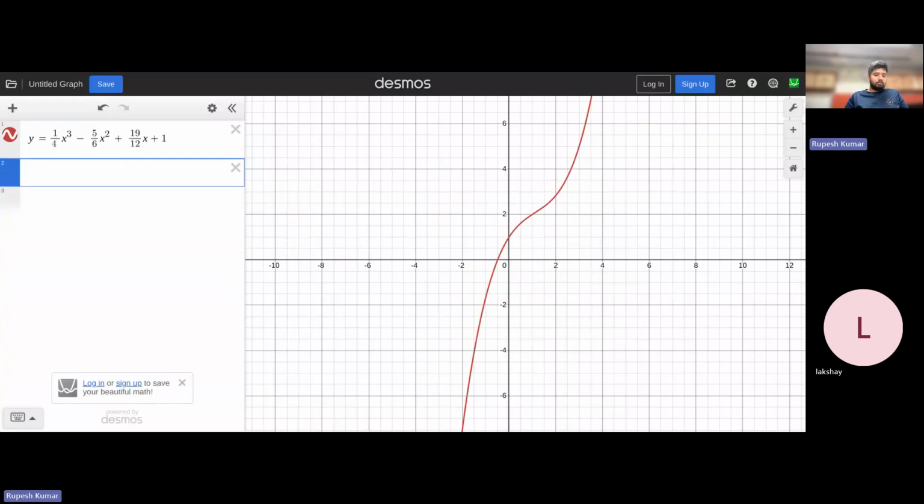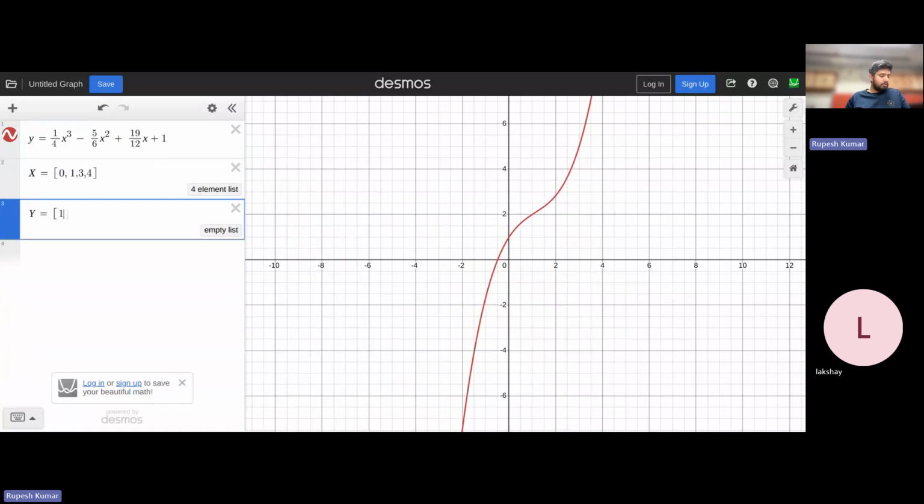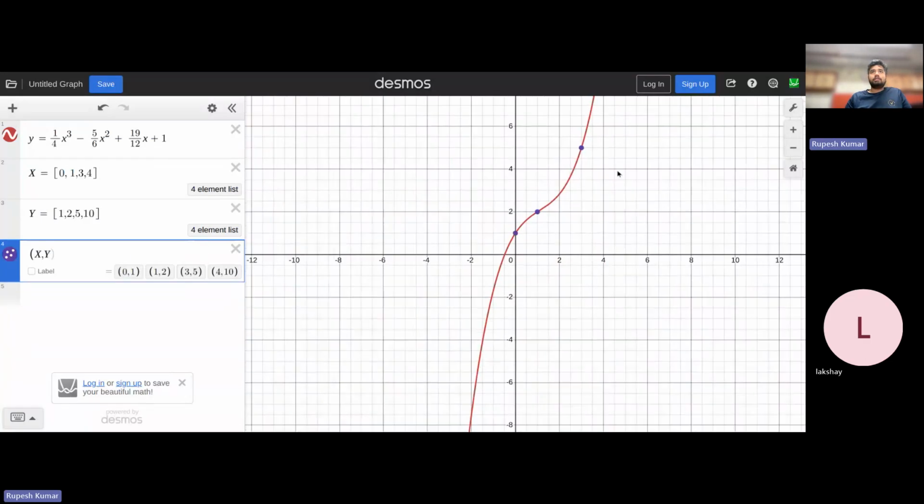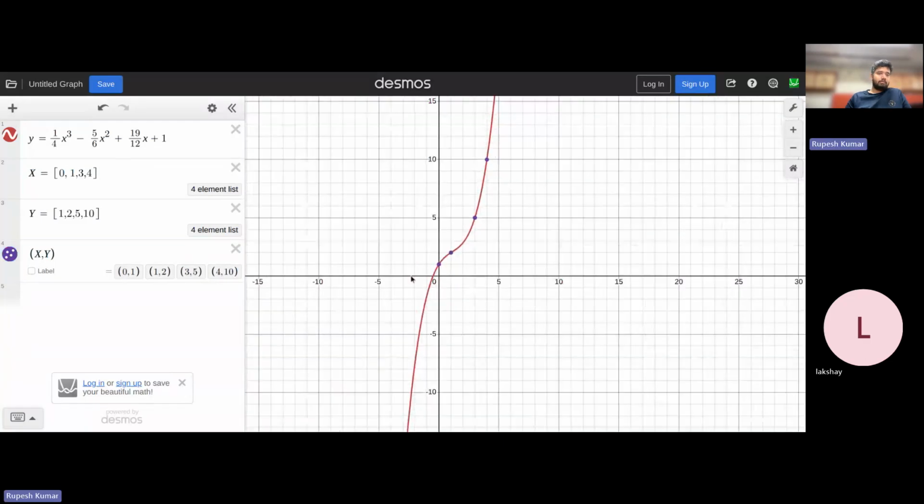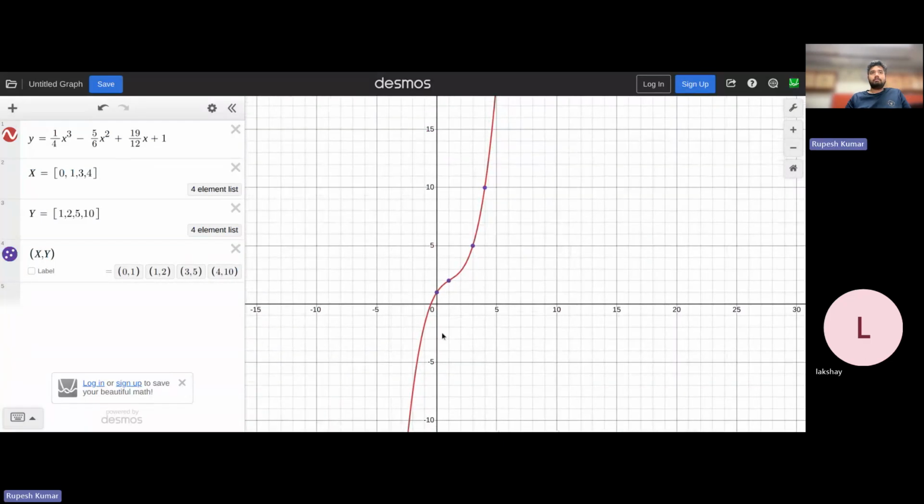Let's plot our data points also. So let's create a list on Desmos. The set of x values are 0, 1, 3, 4, right? Similarly, the corresponding y values are 1, 2, 5, 10. And then I can plot my set of data points. You can see all four data points pass through this polynomial curve, right? This is the expected behavior that we wanted using polynomial interpolation.